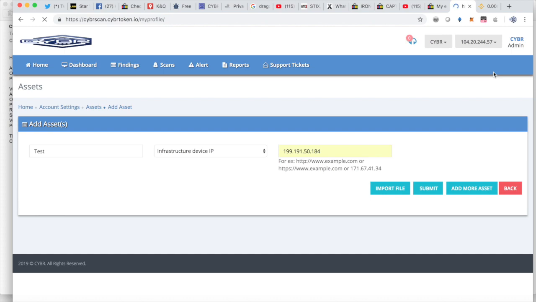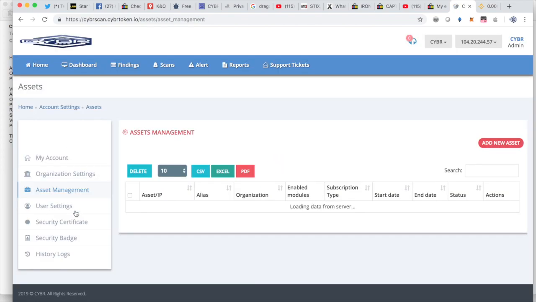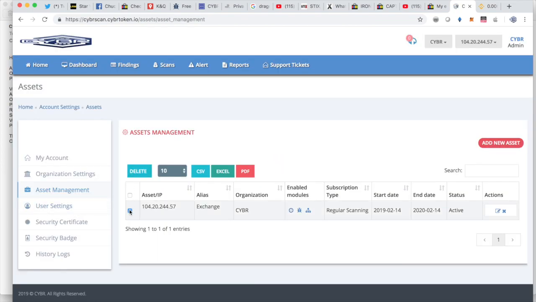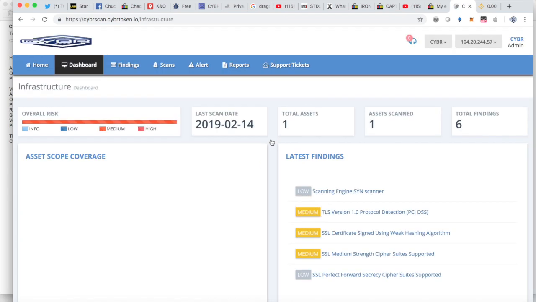I have already added this asset, so we're just going to go ahead and go back to the asset management page. Just again, so you can see that we already have this propagated. So there it is, and because again the scan has run, and we did that by running a network scan, and I'll show you real quick where that is. And because it's already run, we immediately have the reports on the dashboard.